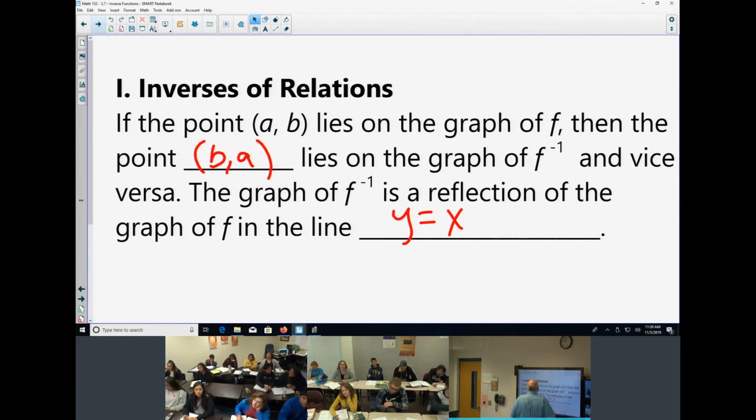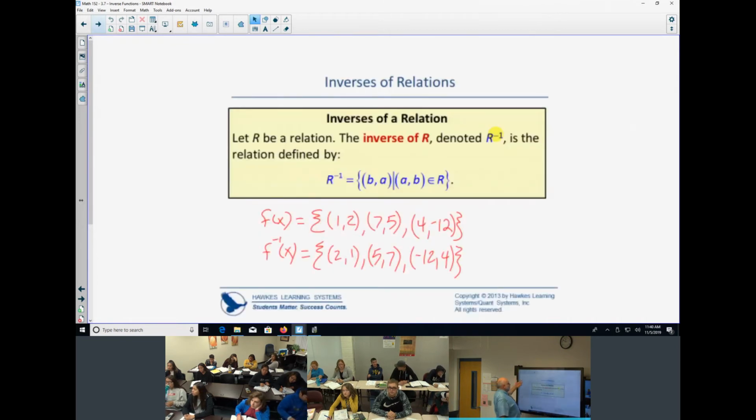And vice versa. The graph of F inverse is a reflection of the graph of F in the line y equals x. All right, so if we have points, so here's my function, (1, 2), (7, 5), (4, -12), then the inverse function, you just switch the order of all the x's and the y's. So the inverse function would be (2, 1), (7, 5), (-12, 4). Okay?